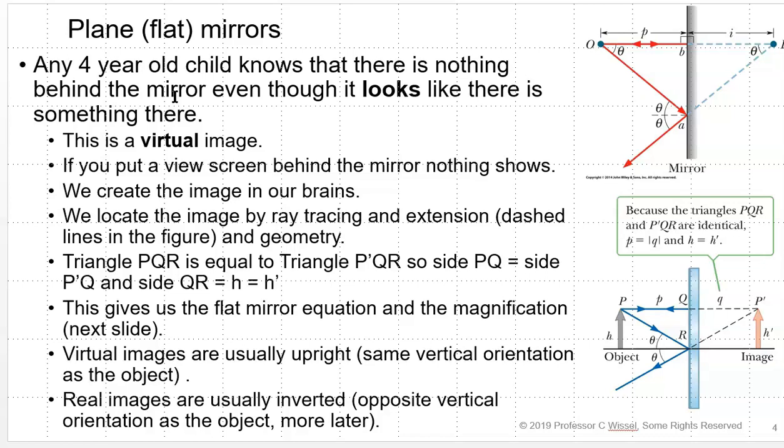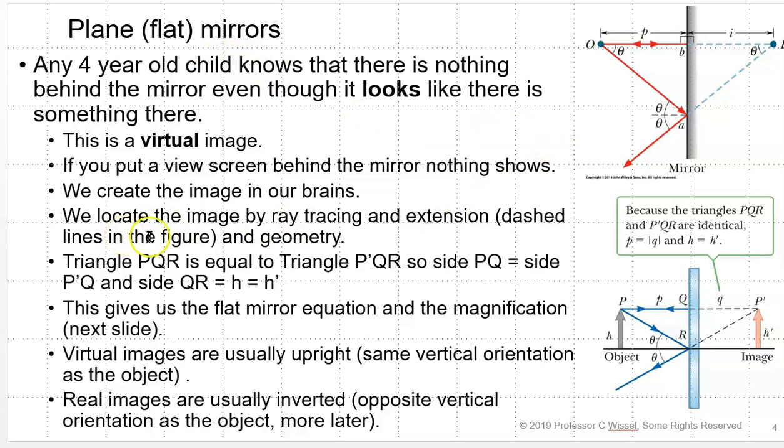You watch a kitten dance up to a mirror, he's all fluffed up and he's attacking the kitten in the mirror. Later, when he gets a little older, he's running around behind the mirror. It doesn't smell like anything back there. There's nothing back there. Where's the kitten gone? And he very quickly gets bored with it and stops looking for it. What the kitten or the baby saw is a virtual image. What the 4-year-old and the cat know is it is not real. So if you put a view screen behind the mirror, nothing shows.